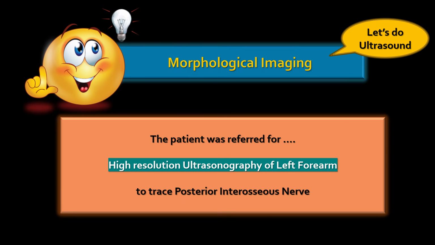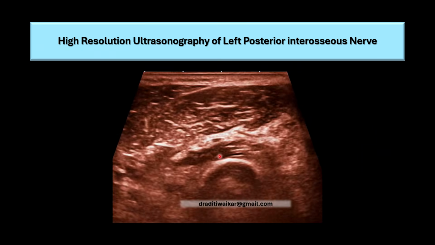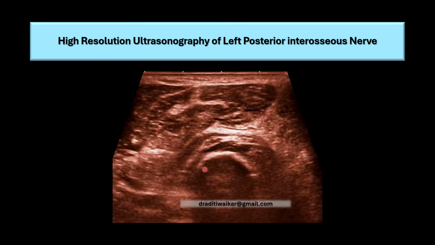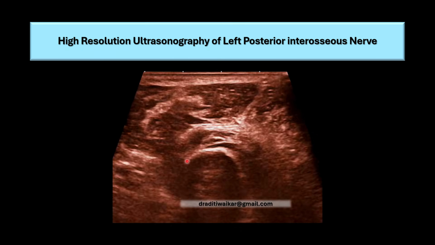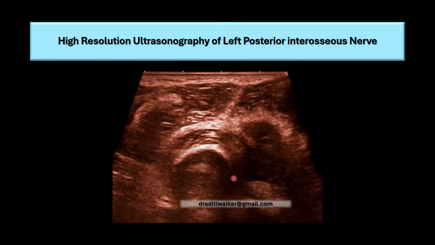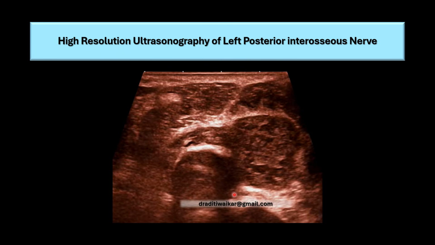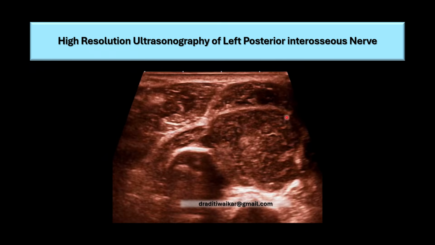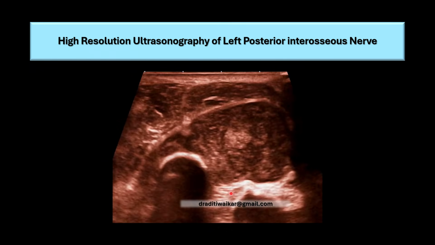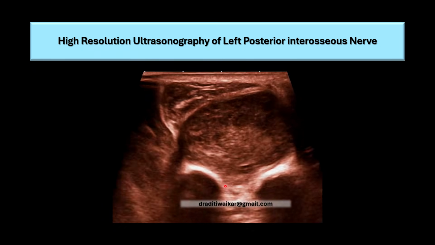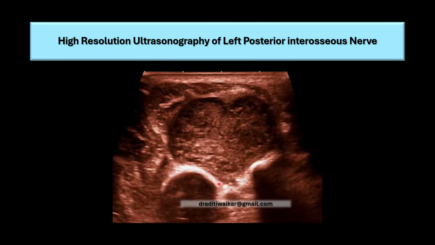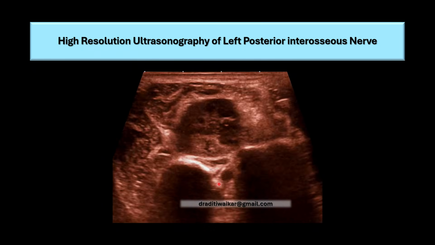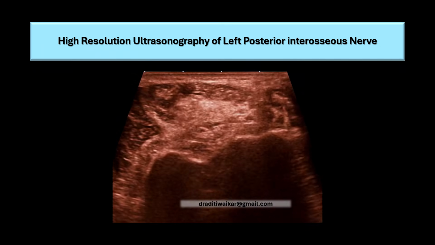So let's do the ultrasound. This is the posterior interosseous nerve. This is the superficial head of supinator, and that is the deep head of supinator. As I am scanning distally, what we can see, PIN is ending into this large heterogeneous complex solid mass lesion that is located in the extensor compartment of the left forearm between superficial and deep extensors.